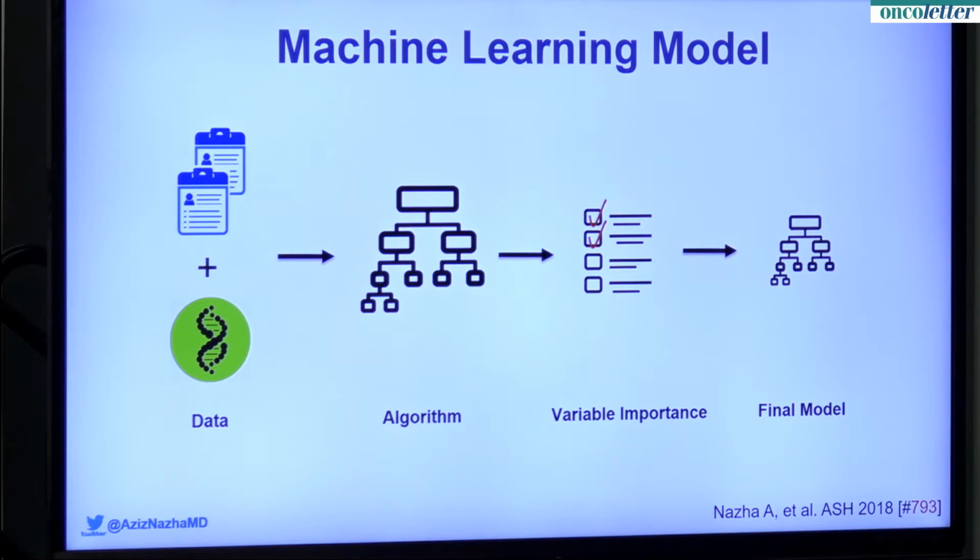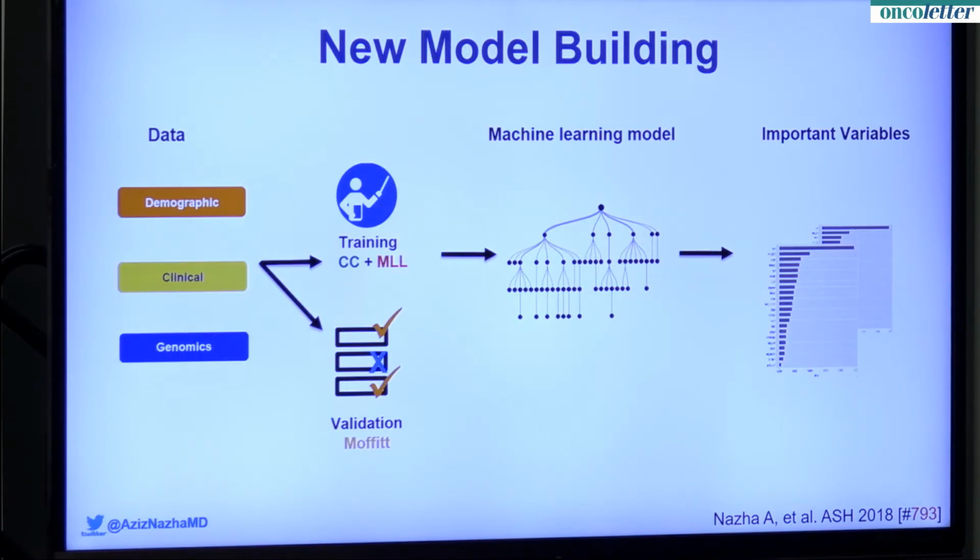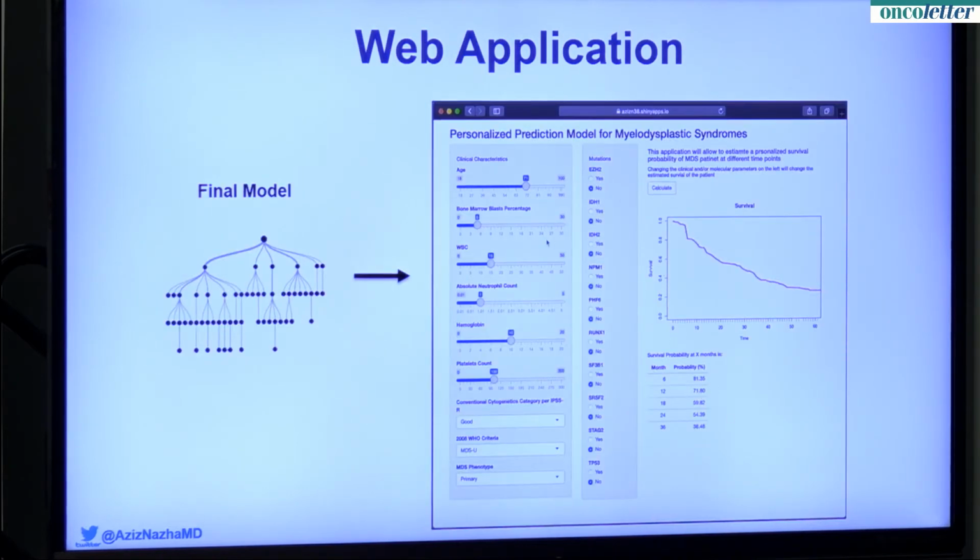This has two implications. Number one, at least we know what the algorithm is doing. And the other is to try to learn something new from the algorithms that we had never seen before using traditional statistical methods. So we took clinical data, demographic data, and genomic data. We have a training cohort from the Cleveland Clinic and the Munich Leukemia Laboratory in Europe, and we validated our results in data from Moffitt Cancer Center. We ran this data through the machine learning algorithm, extracted very important variables, and at the end we came up with the final model from the algorithm.